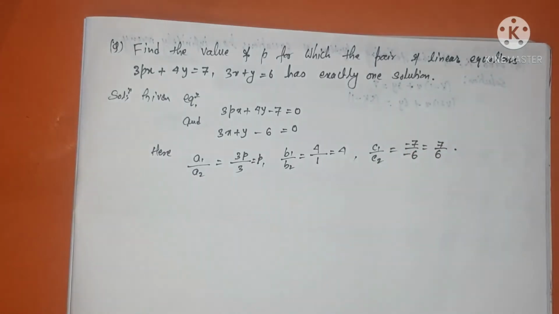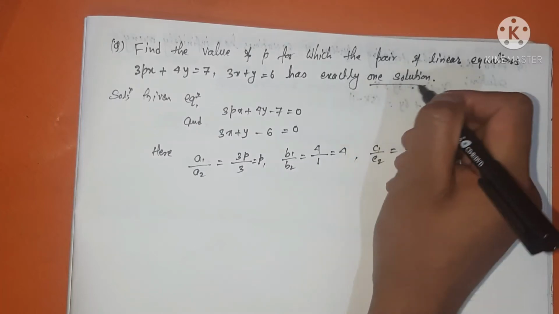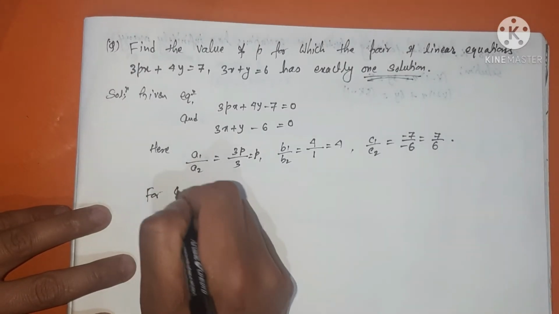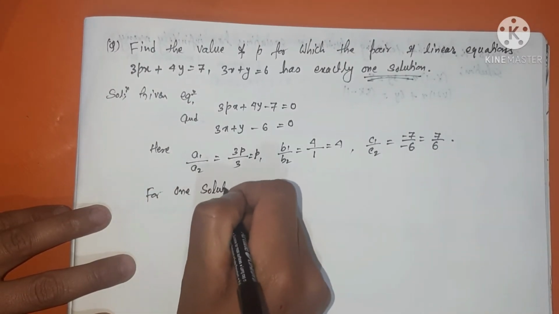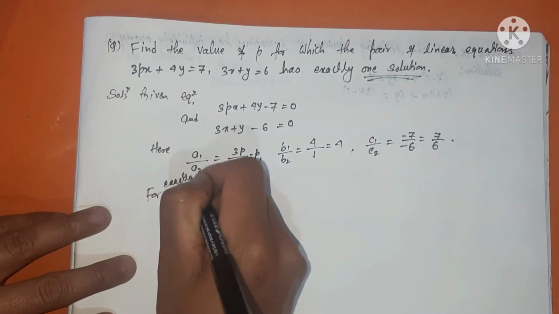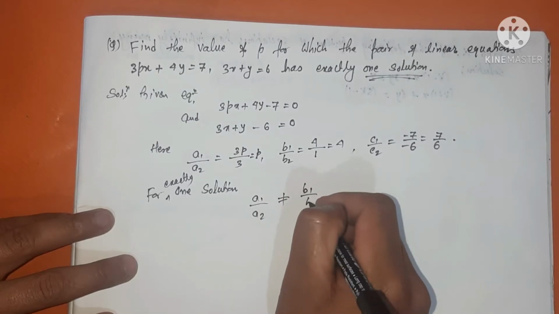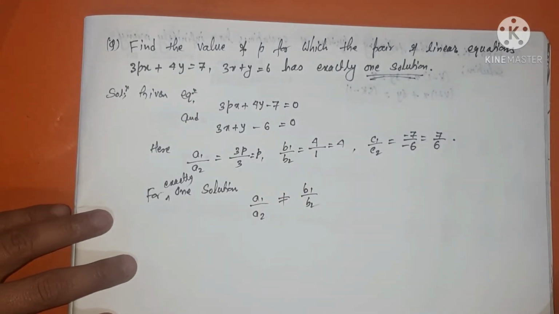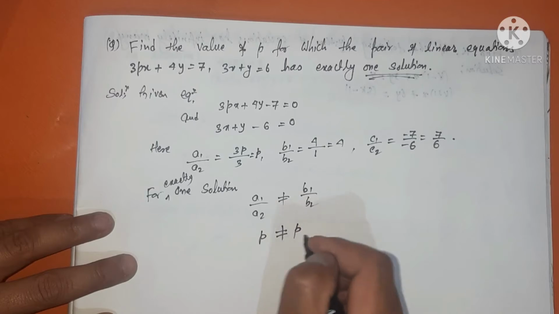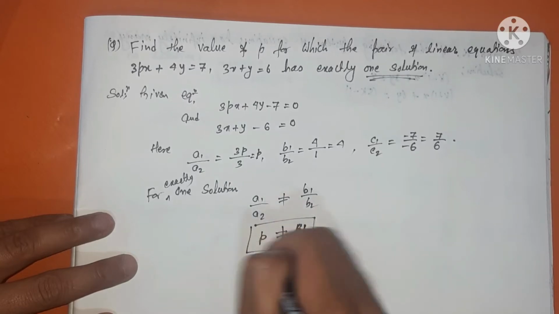Now recall the condition for a pair of linear equations to have exactly one solution, that means a unique solution. To have a unique solution, a1 by a2 should not be equal to b1 by b2. It doesn't matter whatever the third relation is, right? So here what is a1 by a2? It is p, and it should not be equal to b1 by b2, which is 4.